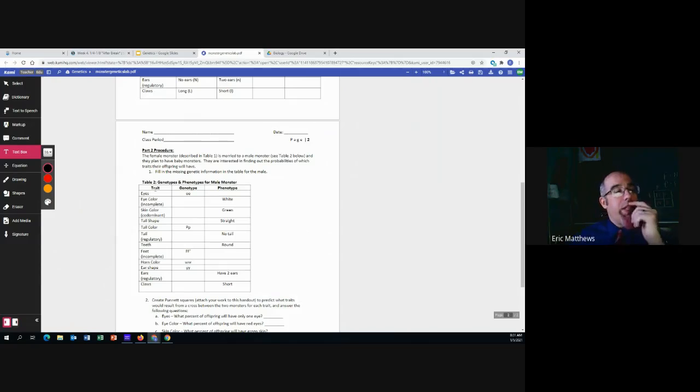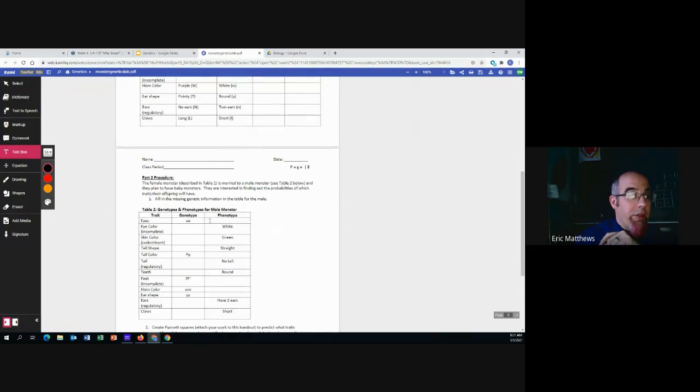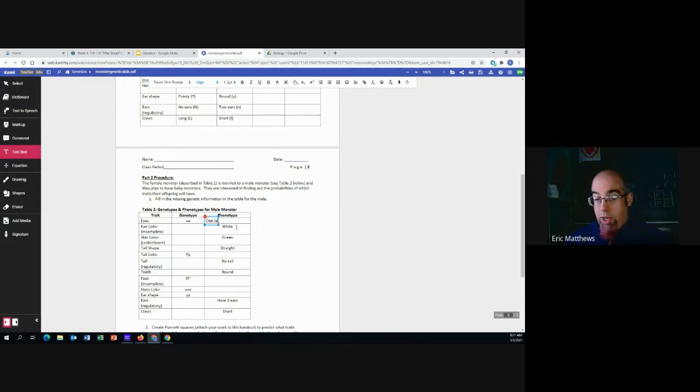So what we need to do is take a look and go, eyes. Okay, well, this monster has little e, little e. So we come back up here. He has two little e's. So that's two recessive alleles for one large eye. So his phenotype will be one large eye. His eye color is white.